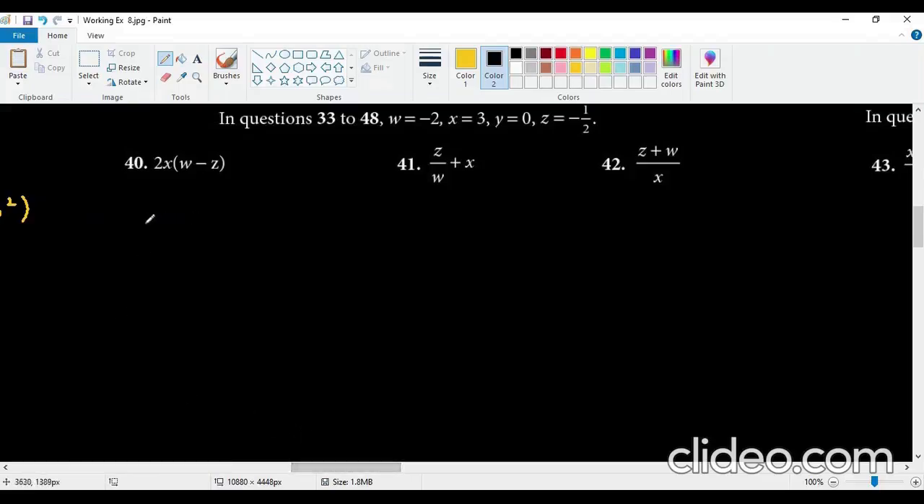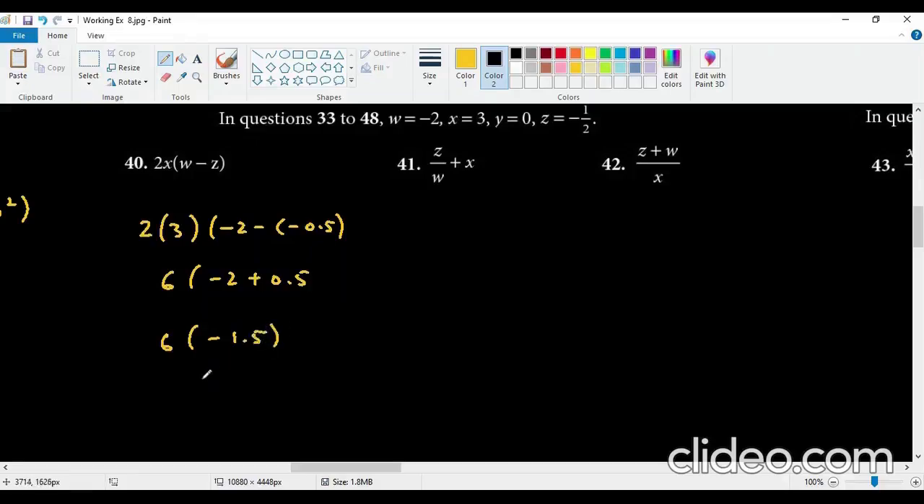For question number 40, it is 2 times w, 2 times x is 3, and then inside the bracket you have negative 2 minus minus 0.5. So this is going to give you 6, negative 2, positive 0.5. So 6, negative 1.5, and 6 times negative 1.5 is going to give you a 9. 6 times 1.5 is going to give you a 9. Negative 9 is going to be your final answer.